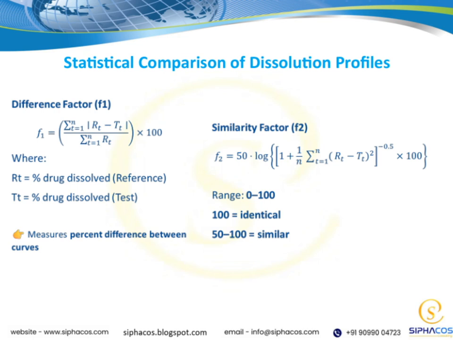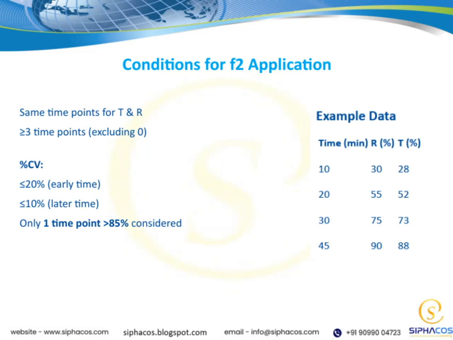It's a critical step in translating laboratory results into reliable, effective medicines. Let's take a look at the conditions for applying the F2 metric. First, it's important that the sampling times for both T and R are aligned, meaning they occur at the same time points. Additionally, we need at least 3 time points beyond 0 to get a reliable comparison.